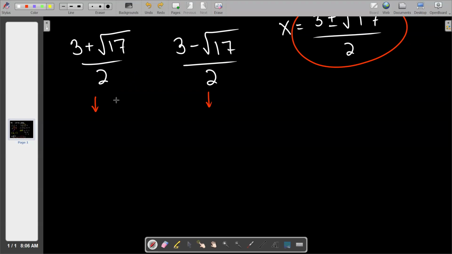So I'm going to do 3 plus the square root of 17, and I'm going to hit enter. Don't really care what that equals. And then while it's on my screen, I'm going to hit divided by 2. And let's call this about 3.56.